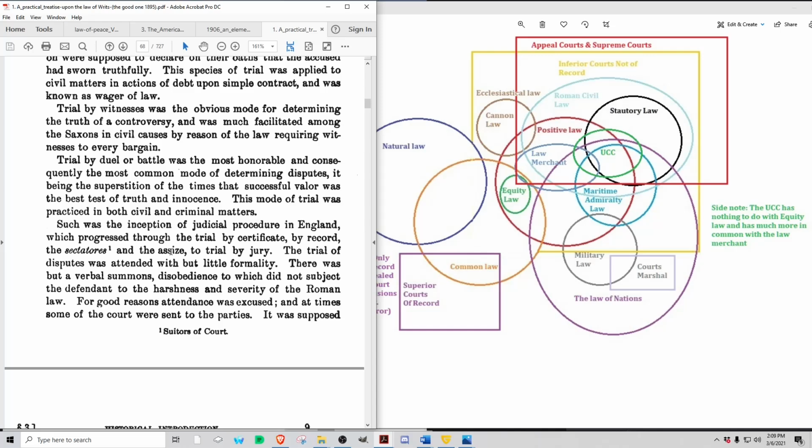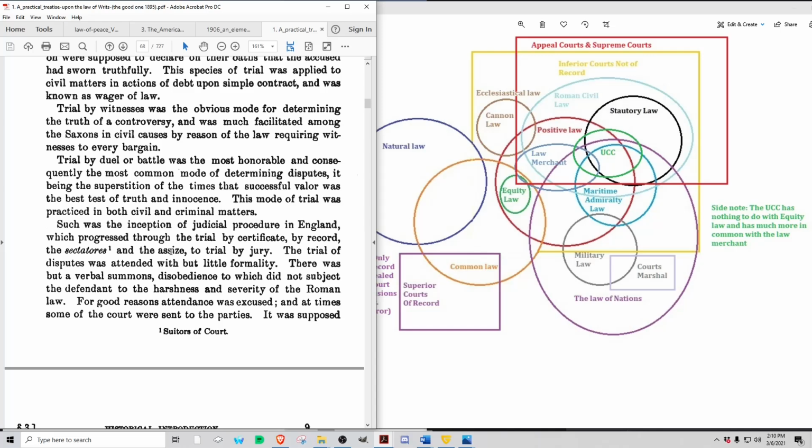And the other thing that they did was the next one, and this is trial by duel or battle, the most honorable and consequently the most common mode of determining disputes. It was a superstition of the times that successful valor was the best test of truth and innocence. This mode of trial was practiced in both civil and criminal matters. Such was the inception of judicial procedure in England, which progressed through trial by certificate, by record, the sectators, and the assize, to trial by jury.